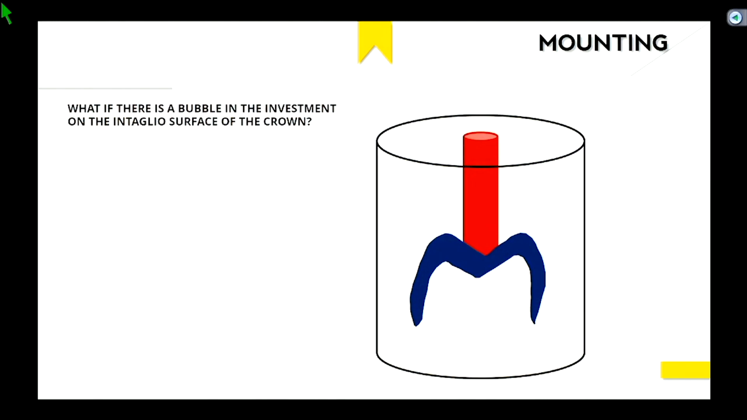So here's the example, right? We put the sprue. I know the sprue's in the wrong spot. I just did it because of the pictures, okay? So in the crucible, sprue, and we're going to fill that with investment material. But there's a little air bubble that gets trapped on the intaglio surface of that wax up, or of that crown. What's the next step after you invest?